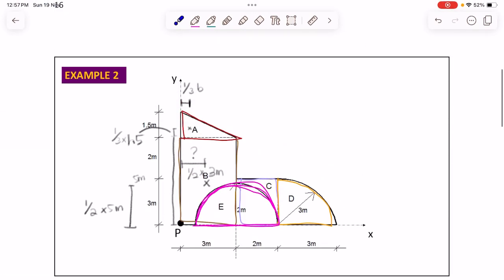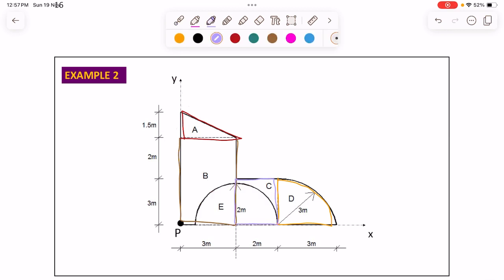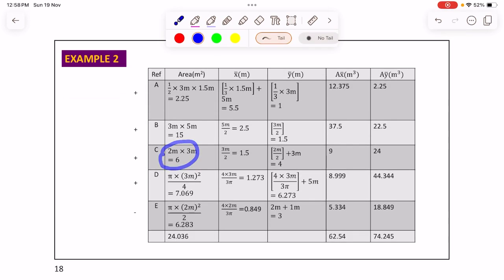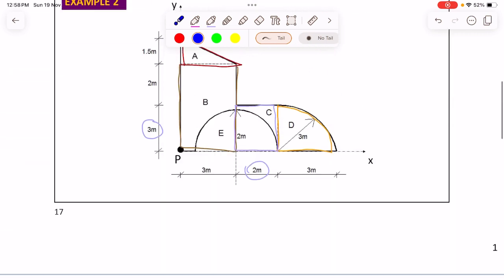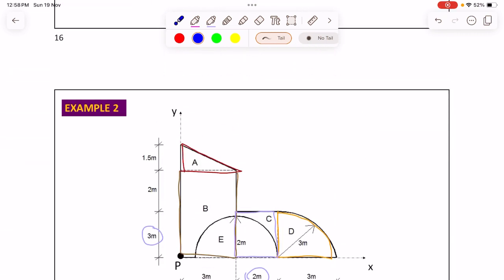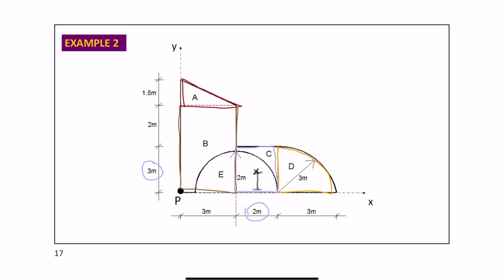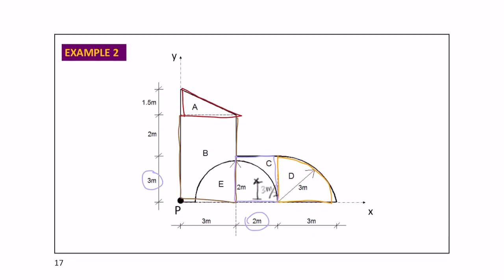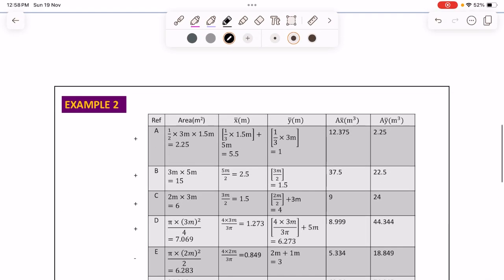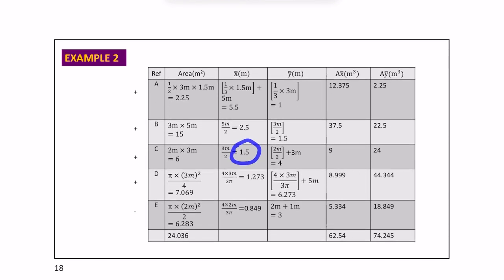So section C is a rectangle. The area would be B times H, which is 2 meter times 3 meter. It is equal to 6 meter square. For x bar, it should be the distance from the centroid of section C to the x-axis. Therefore, it is 3 meter divided by 2. You will get 1.5 meter.